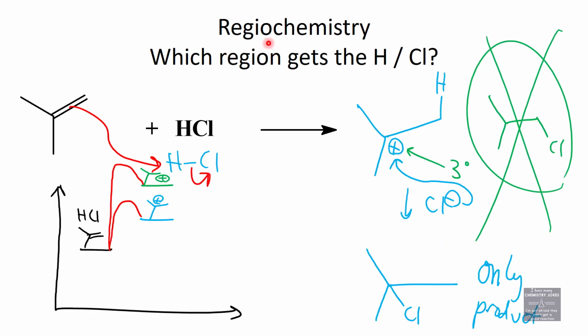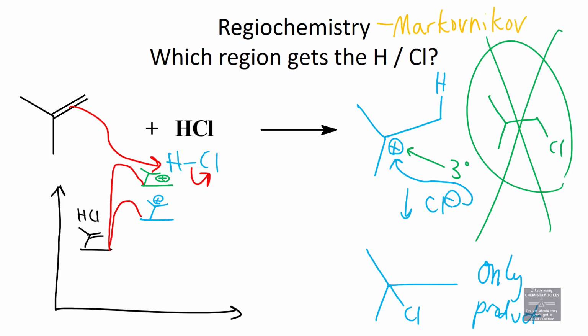Regiochemistry means which region of the molecule gets the H and which region of the molecule gets the Cl. Also known as, does the H go here? Does the H go there? Does the Cl go here? Does the Cl go there? When you have an alkene that's not symmetric, you must consider regiochemistry. There was a guy that talked a lot about regiochemistry, and his name was Markovnikov.